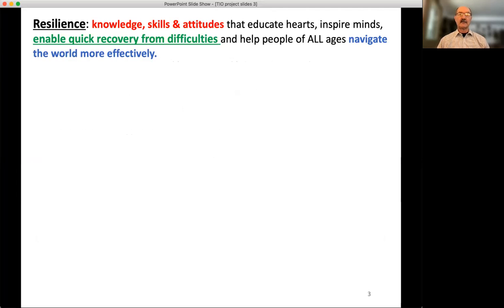So thinking back to our previous session, talking about resilience, here's a definition that I extracted from a pretty credible source about what resilience is in a nutshell. Admittedly, there's a much more extended version, but for our purposes, hopefully this will suffice. Knowledge, skills, and attitudes that enable quick recovery from difficulty and help individuals of all ages navigate the world more effectively. Those are two pretty high standards that we want to shoot for.